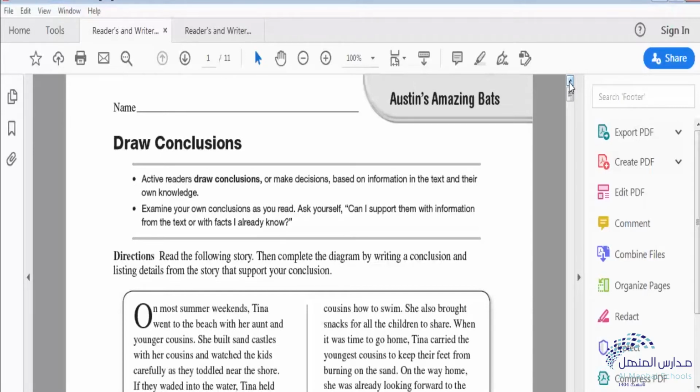I want to read this short story with you. We'll discuss the story and look at the questions.